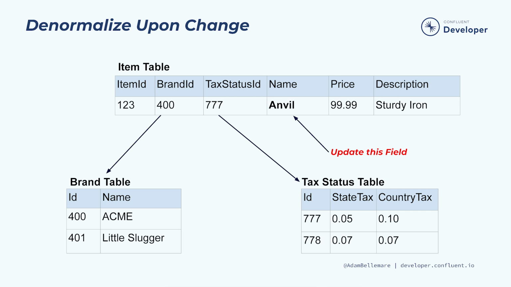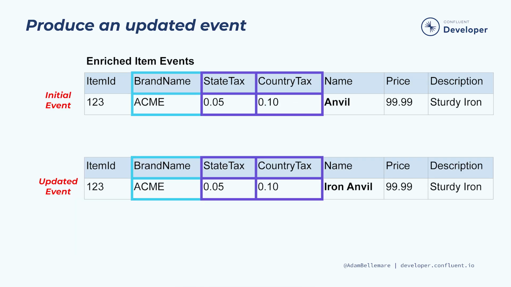Let's go back to our item example again to see how this works in practice. Say you have an operation that updates the item table. We're going to rename the item from Anvil to Iron Anvil. Upon updating the data in the database, we now need to decide if we're going to update and emit the updated item, complete with a denormalized tax status and brand. And so our denormalization logic would need to execute the brand and tax status joins to create the new event. Note that the name has been updated to Iron Anvil. The enriched item event we created is due to a change of a value in the original item schema itself.